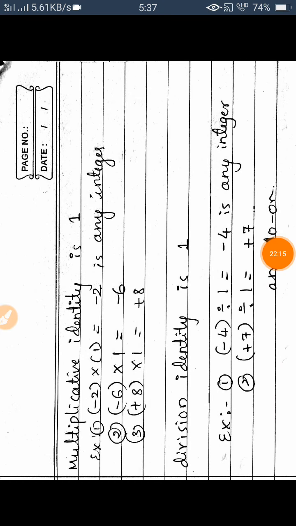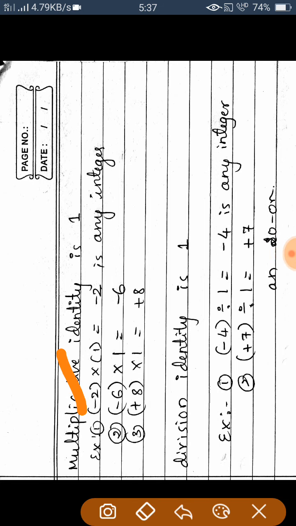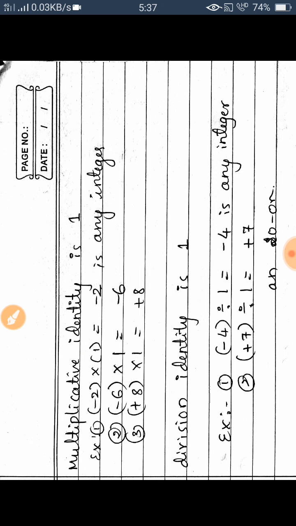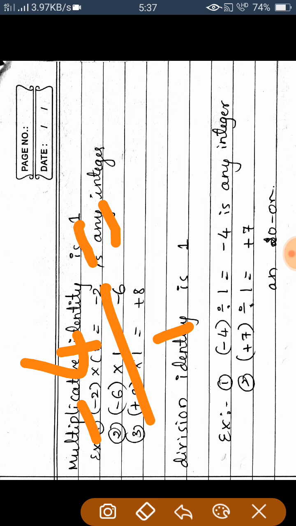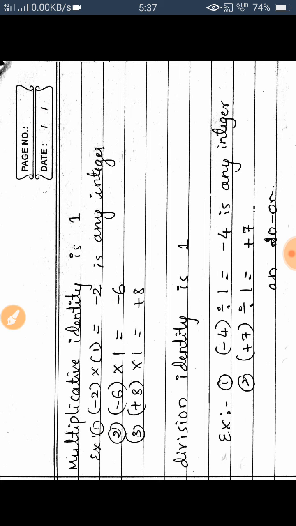Here I have taken examples. Multiplicative identity: minus 2 into 1 is minus 2, any integer, minus 2. Minus 6 into 1 is minus 6, plus 8 into 1 is plus 8 only. So you are getting the same integer, which means 1 is called the multiplicative identity. Division identity is also the same. Minus 4 divided by 1 is minus 4 only. Anything divided by 1 gives the same number. That's why the division identity is also 1 itself. I hope you understand these properties.